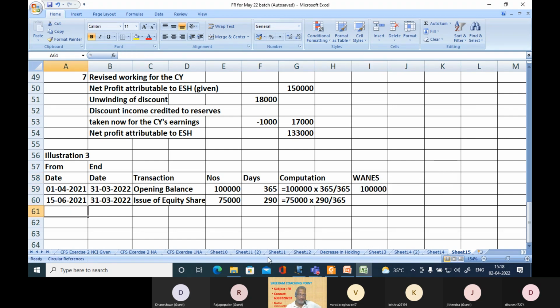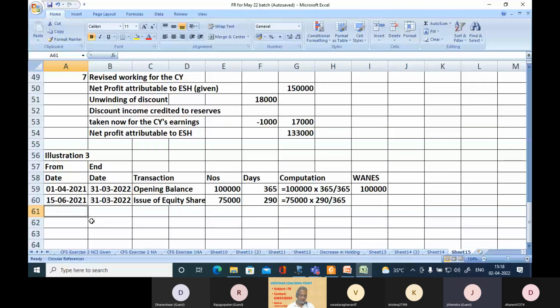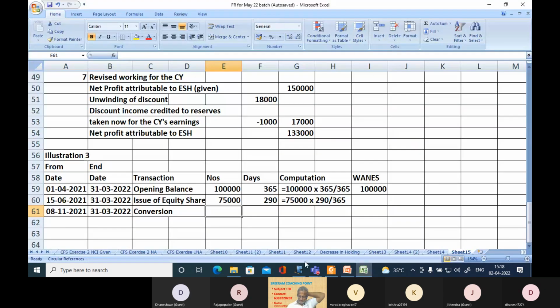Next, 8th November conversion. 8th November 2021, sir. Conversion of convertible preferred shares. Sir, 8th November, sir. Conversion, huh? How many? 50,000.